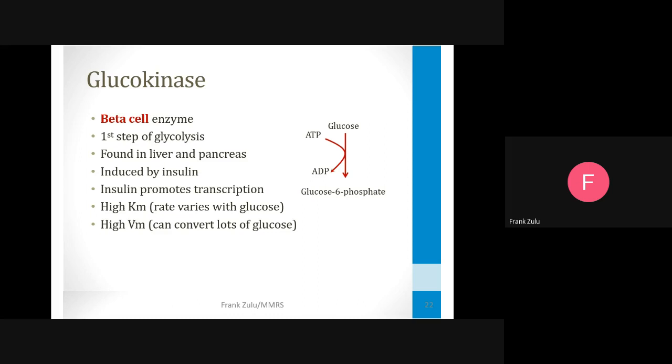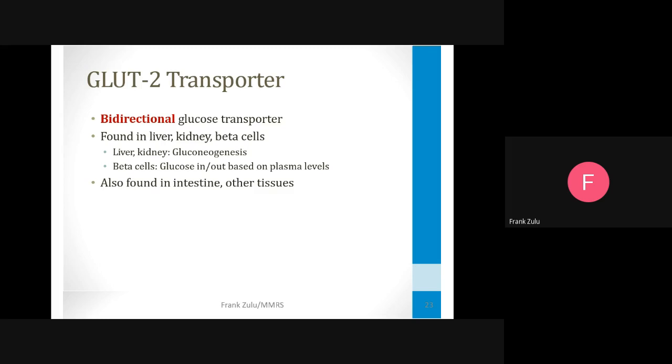Glucokinase. Okay, I won't dive into the details with glucokinase. All you need to know is whatever I've talked about so far where insulin is concerned. Glucokinase is the enzyme which I called hexokinase 2. I won't spend most of my time here because I've already talked about this. GLUT2 transporter, you already know about this. The one that is found in the beta pancreatic cell, you should know that it is bidirectional, meaning it can work in either direction. Unlike the ones you find in the intestines and the kidneys, those are unidirectional.